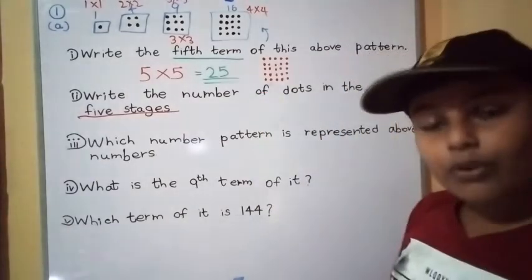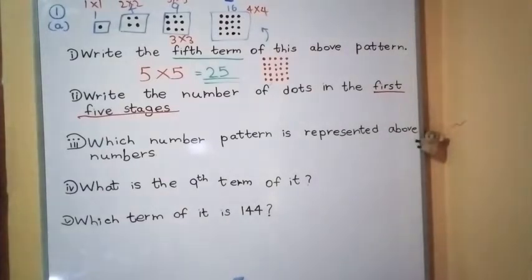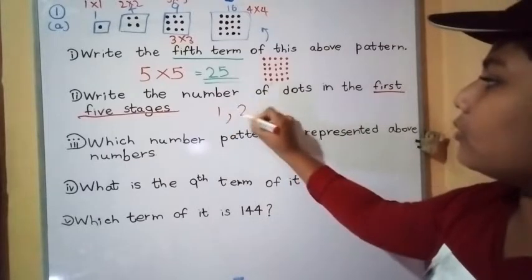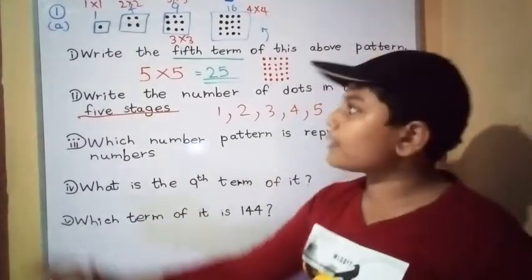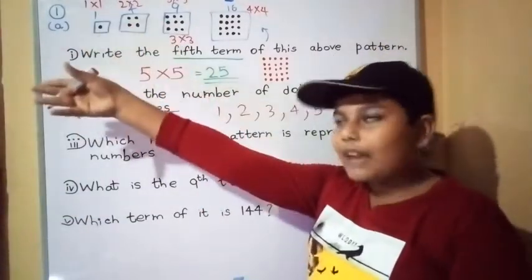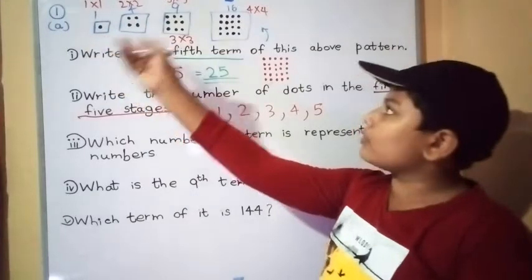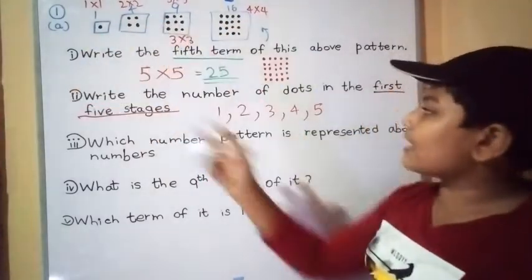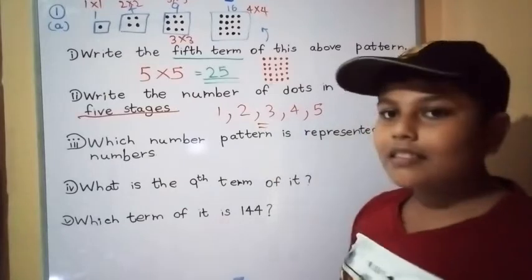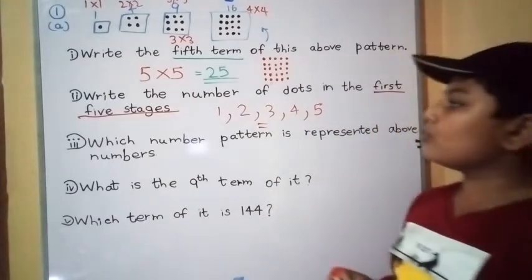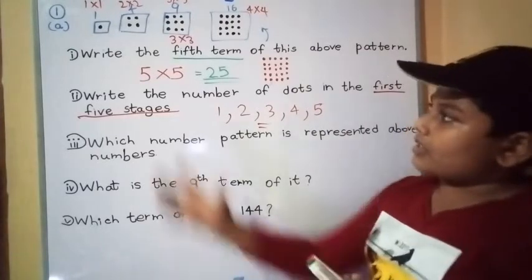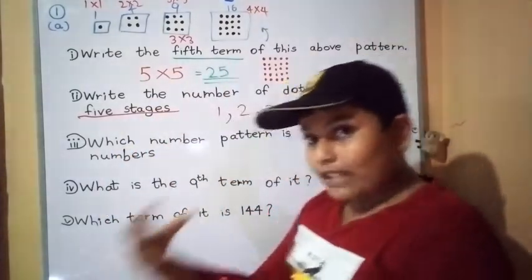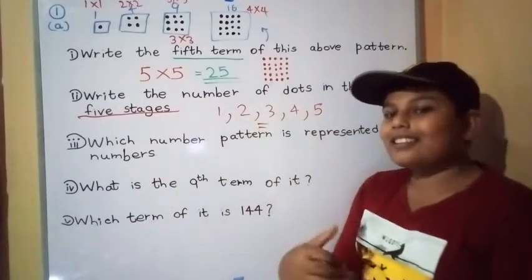How can I write this? 1, 4, 9, 16, 25 you can write. Also, you can write this 1, 2, 3, 4, 5. Because the first 5 stages mean that this is the first one, multiplied from 1. This stage is multiplied from 2, this stage is multiplied from 3, like that. Now, this is the answer: 1, 2, 3, 4 and 5. These stages are multiplied like that. Now that whole number is written there.